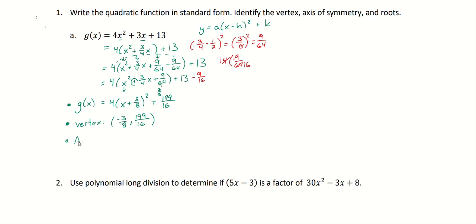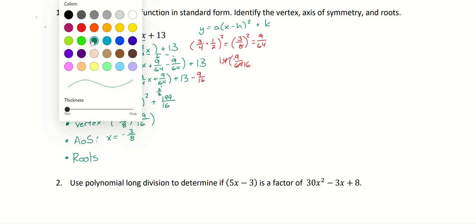Cool. I know that for every parabola, of which this is one because it's x squared, the axis of symmetry is the vertical line that passes through the vertex. So no additional thought there other than I need to just say x is negative 3/8. There's that value. And then finally, our last piece is our roots.